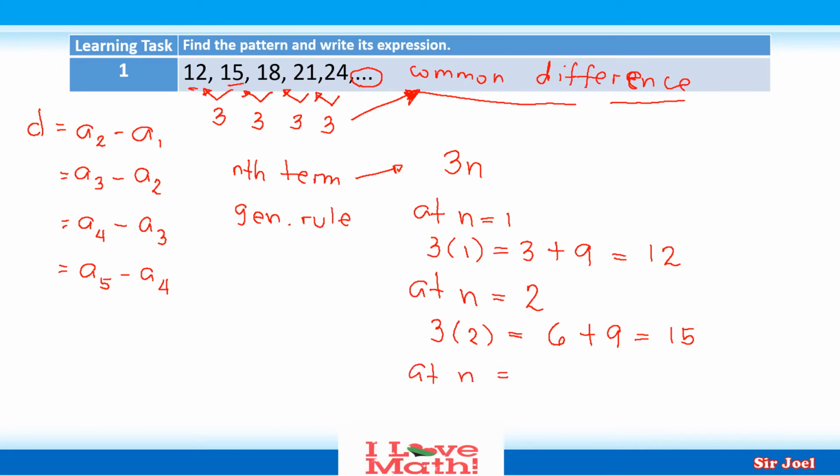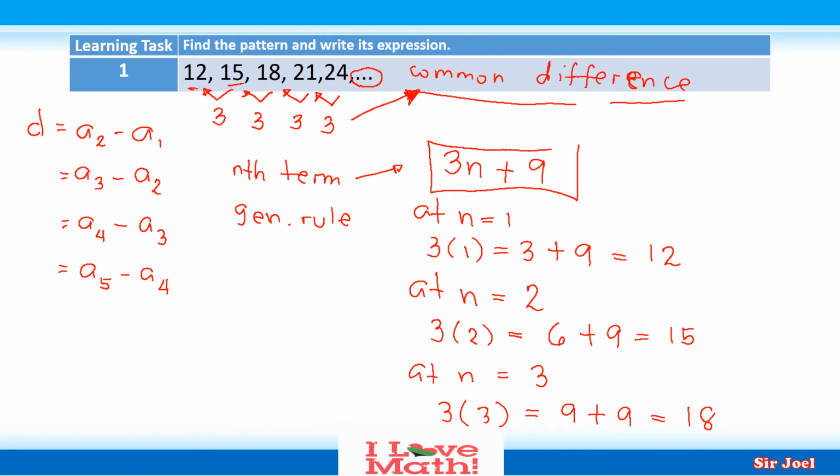Ano dapat ang kailangan nating lumabas? 18. Pero alam natin na ang 3 times 3 is only what? 9. At para maging 18, dagdagan natin ng 9. So that you can get 18. Okay? Ibig sabihin, hindi pala pwedeng ang ating nth term or general rule ay 3n lang. Dapat dadagdagan natin siya ng 9, upang ma-identify natin yung nth term o yung sinasabi nating general rule.